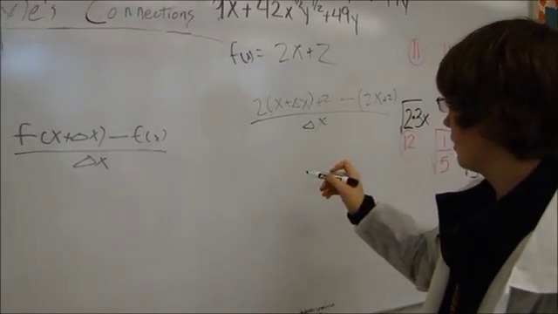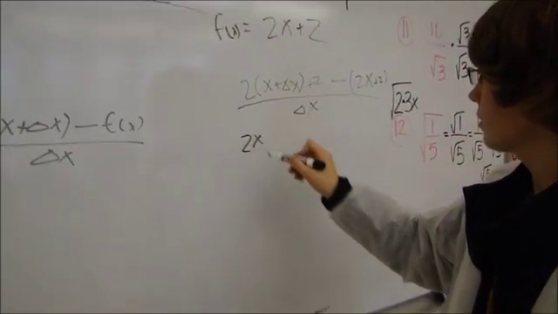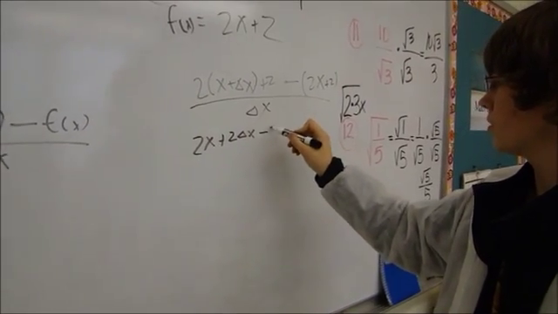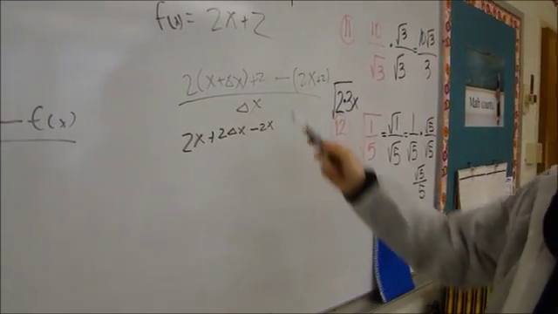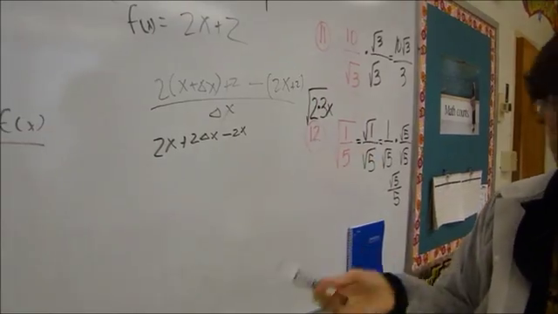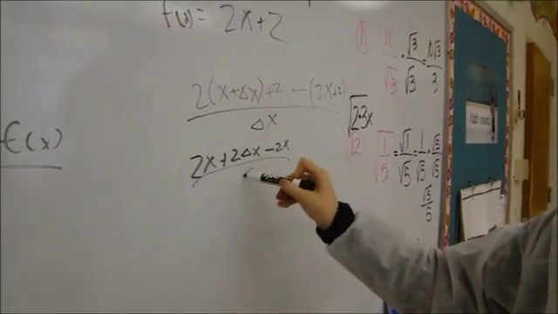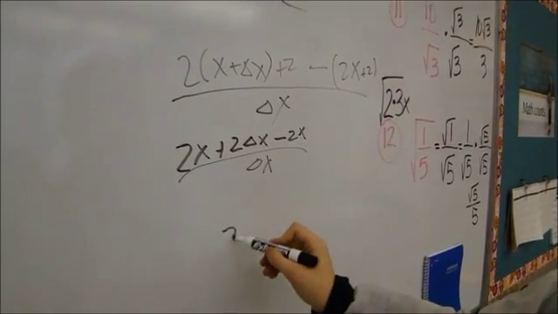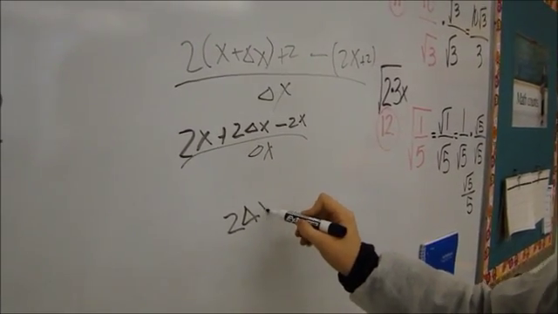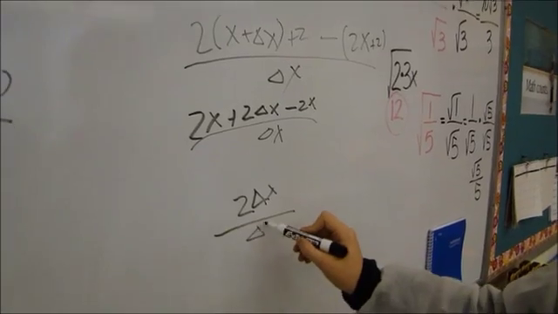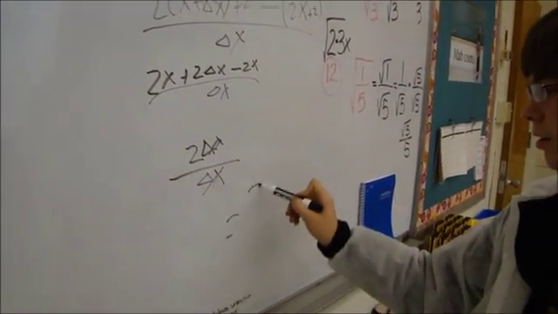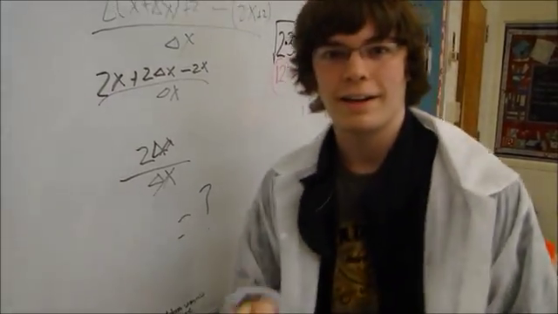Now when you simplify this, you get 2x plus 2 delta x minus 2x, because the 2 here minus the 2 there cross out, over delta x. You can simplify it further, crossing out this 2x and this 2x, and you get 2 delta x over delta x. Now you can simplify by dividing out the delta x, and you get, who knows? Find out after the commercials.